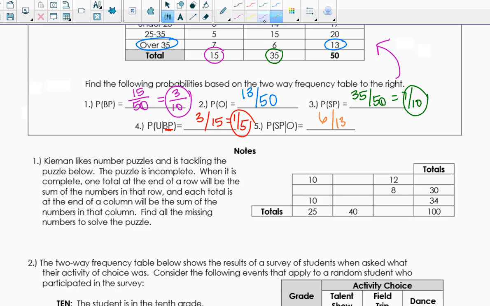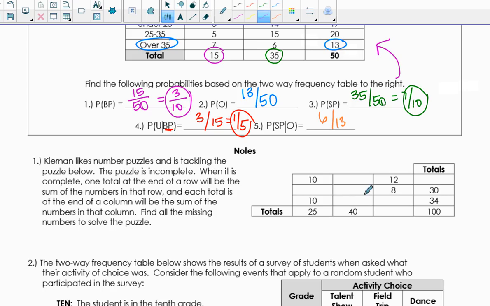So here, more work with a frequency table. We're going to build the frequency table. So it says Kieran likes number puzzles and is tackling the puzzle below. The puzzle is incomplete. When it's complete, one total at the end of a row will be the sum of the numbers of that row, and each total at the end of a column will be the sum of the numbers in that column. Find all the missing numbers to solve the puzzle.